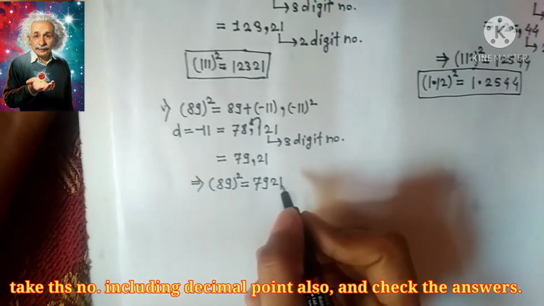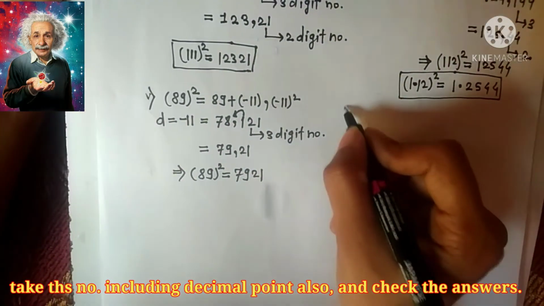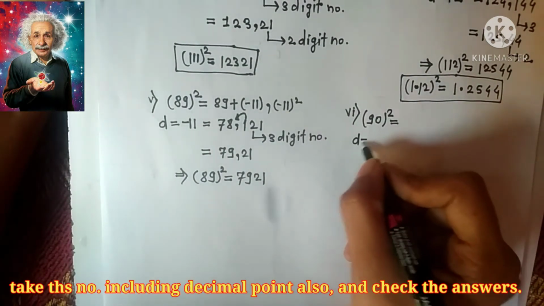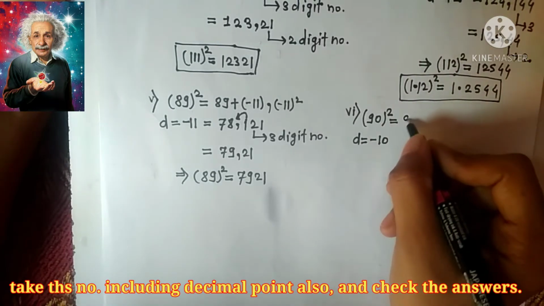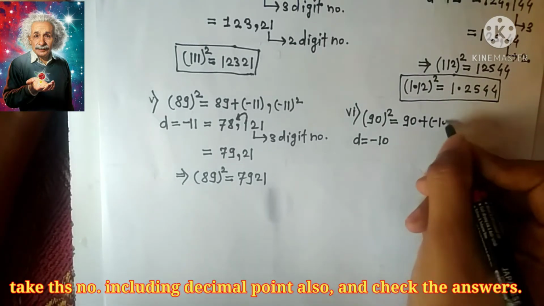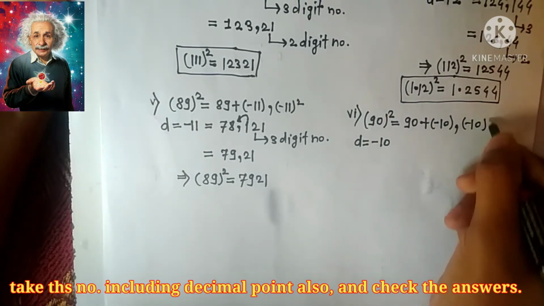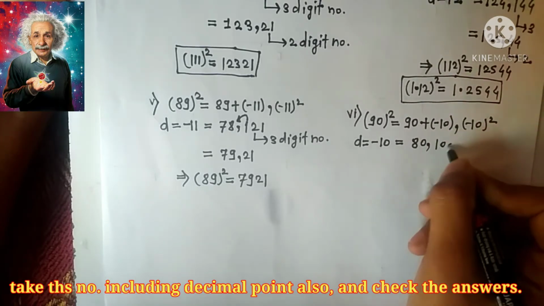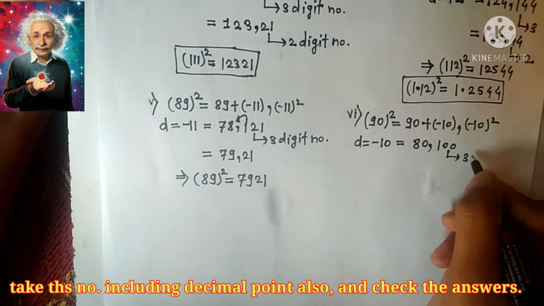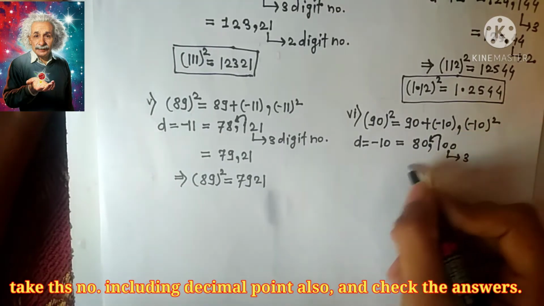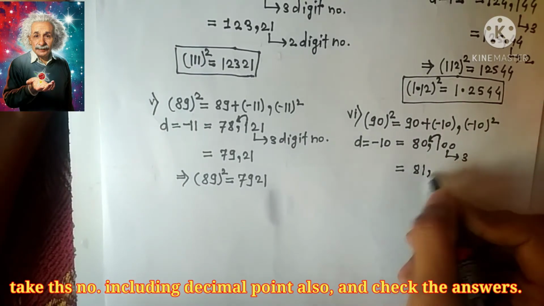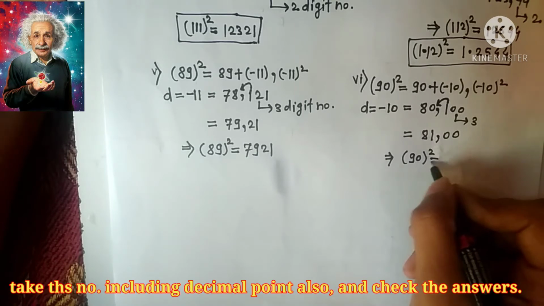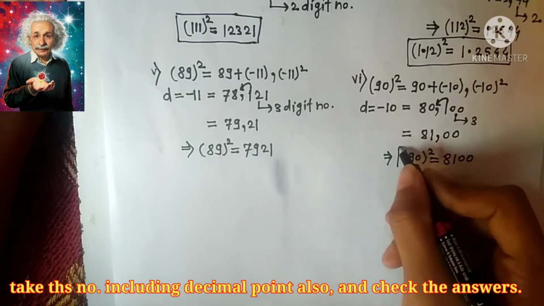So the square of 89 is 7921. We take the next example as 90. 90 square is equal to, here the value of d is minus 10. So we write 90 plus minus 10 comma minus 10 square. So here we get 80 comma 10 square is 100. This is a 3-digit number. To make it 2-digit, we add this 1 here. So we get 81 comma 00. So finally we get the square of 90 is equal to 8100, which is the correct answer.